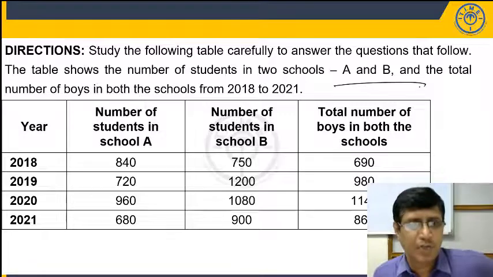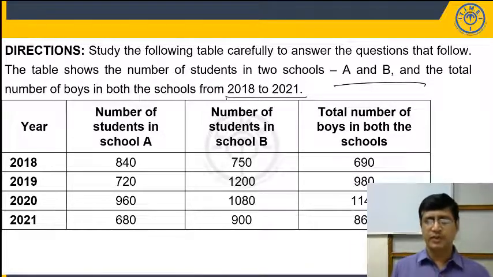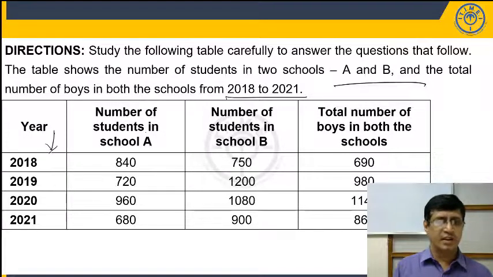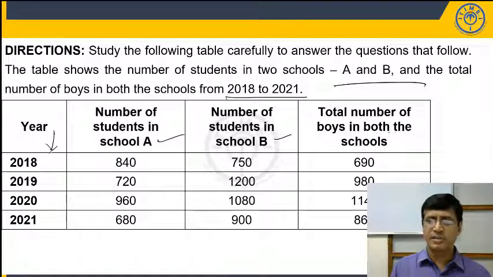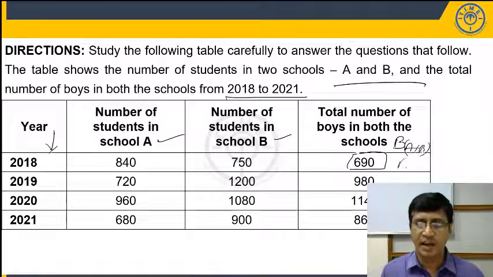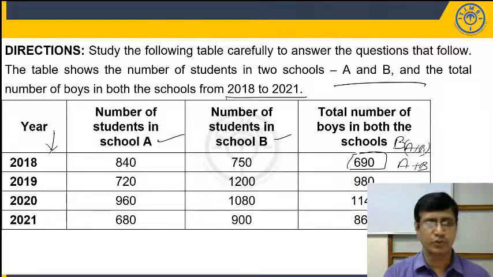And the total number of boys in both the schools from 2018 to 21. Now look at this one. Year 18 to 21. Number of students in A, that is the total number. Number of students in B, that is the total number. The total number of boys in both the schools. This is the boys from A as well as B. For example, 690. 690 is the number of boys from A and B together. 980 is the number of boys from A and B together. And similarly, the rest of the values also.